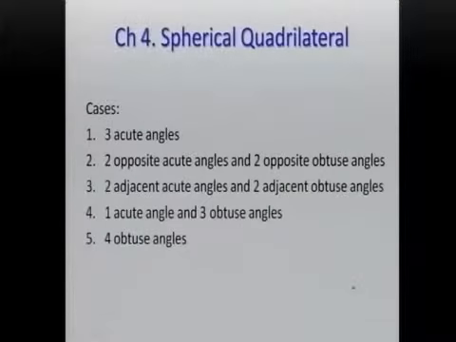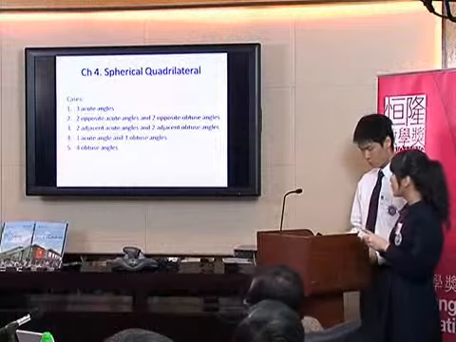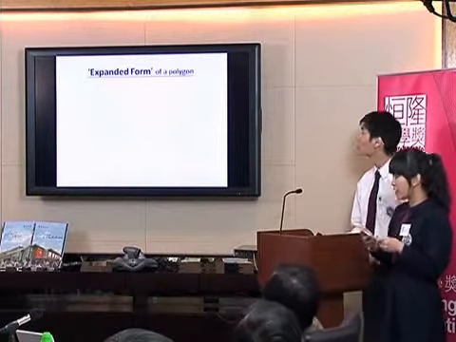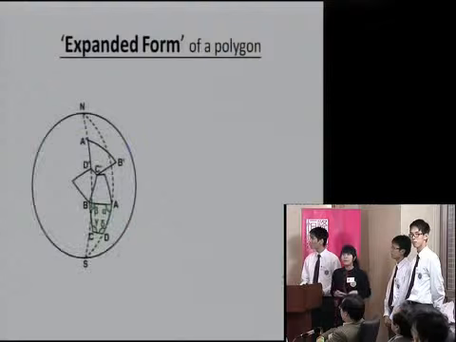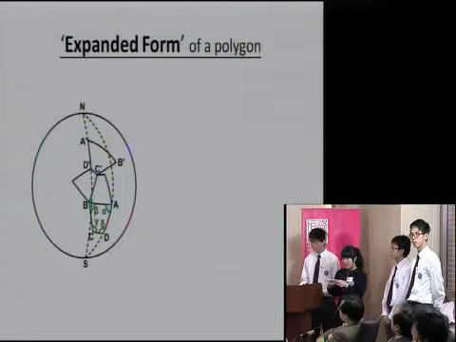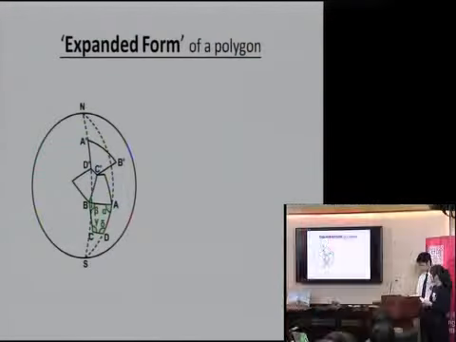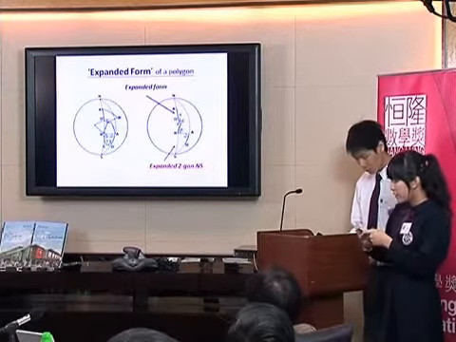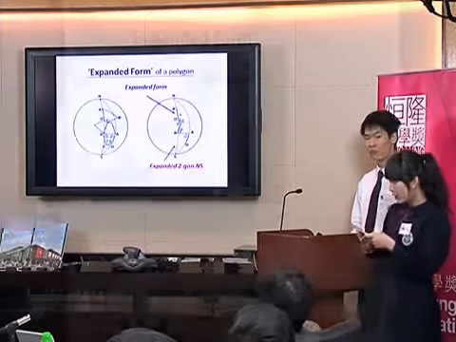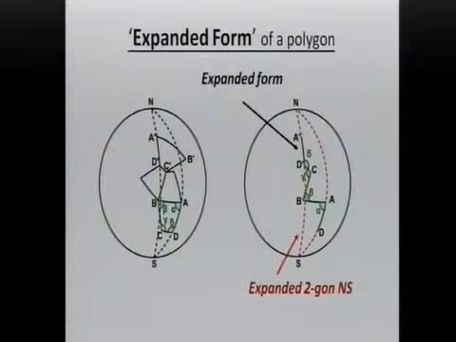In Chapter 4, we divide the spherical quadrilaterals into 5 cases. We first introduce a new definition, the expanded form of the spherical polygon. Take a quadrilateral as an example. After reflecting the quadrilateral 3 times, the corresponding sides AD and A'D' will intersect at points S and N, forming a two-gon, and we call this the expanded form.